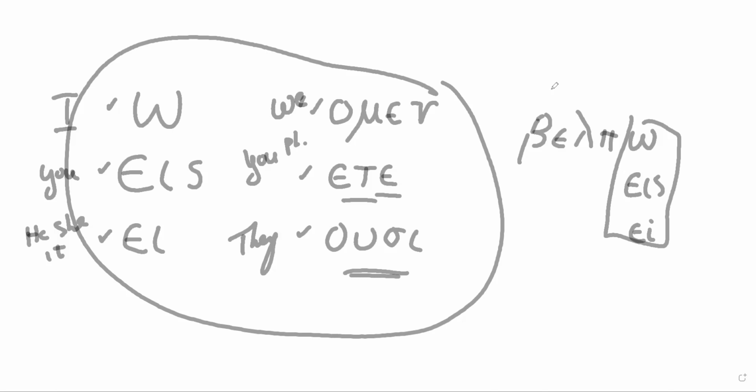So you have blepo, I see. What was another verb we looked at before? I think you have luo. Lu means to loose or to untie. Somebody's tied in a knot. And so let me clear all this and let me write it again.